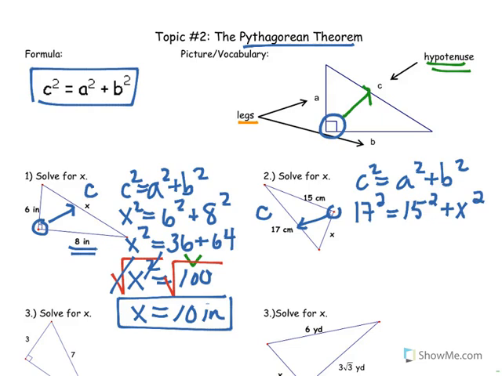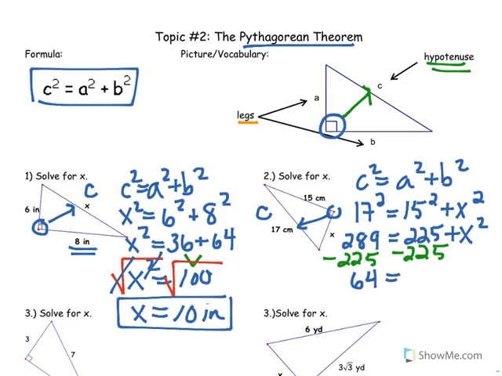The first step here is the same. I'm still going to square. 17 squared is 289, and 15 squared is 225, and I'm going to add the x squared. Now this is the different step from example number 1. At this point, you actually want to subtract 225 from both sides because they're on different sides of the equal sign, okay? When I do 289 minus 225, I believe I get 64. That equals x squared. And then at this point, it's exactly like example number 1.